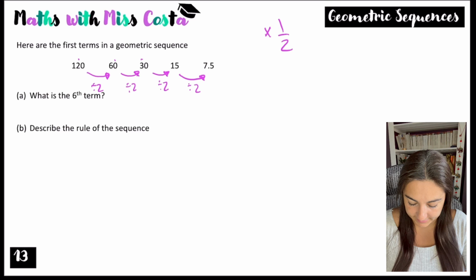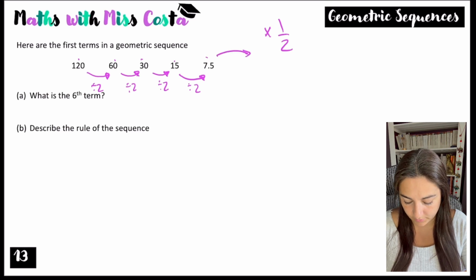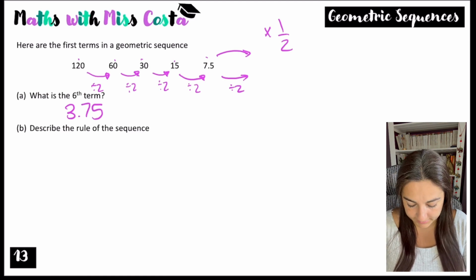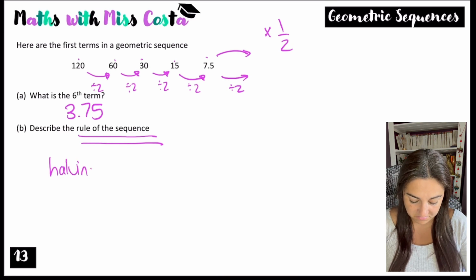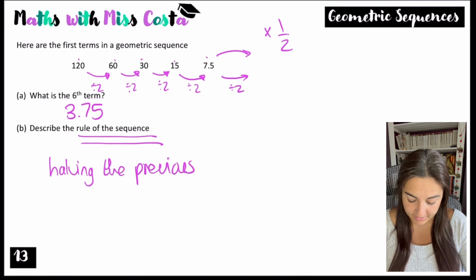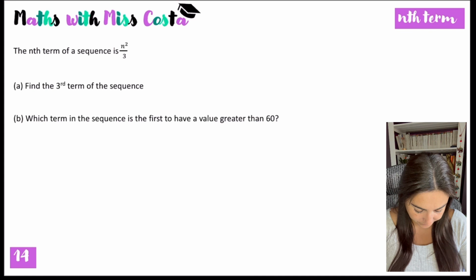So how would we work out the 6th term? Well, we've been given 1, 2, 3, 4, 5. So to work out the 6th term, we just need to divide 7.5 by 2, which is 3.75. Describe the rule of the sequence. Well, you're just halving the previous term, or you could say you're dividing the previous term by 2.